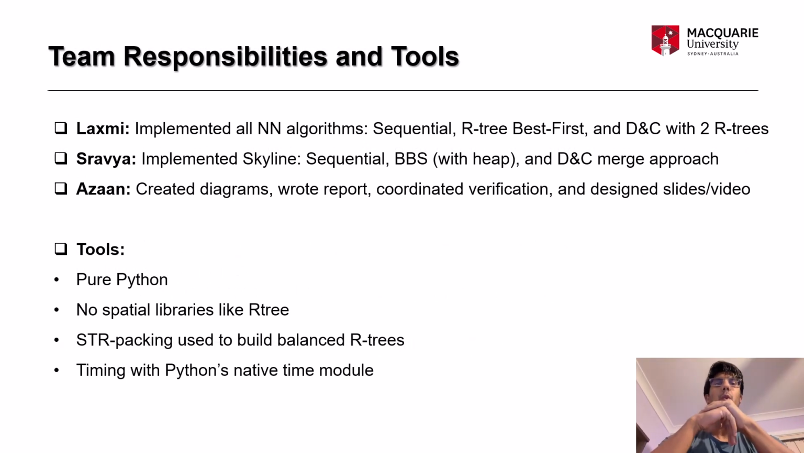Now I will come to our team responsibilities and tools. This project was divided among us to maximize clarity and efficiency. Lakshmi implemented and tested the NN method from scratch and helped validate our tree performance. Sravya developed three Skyline search methods and conducted comparative runtime analysis.